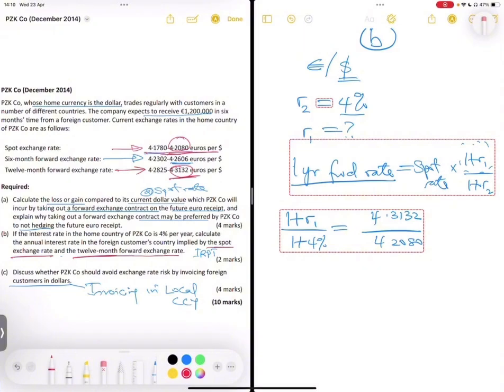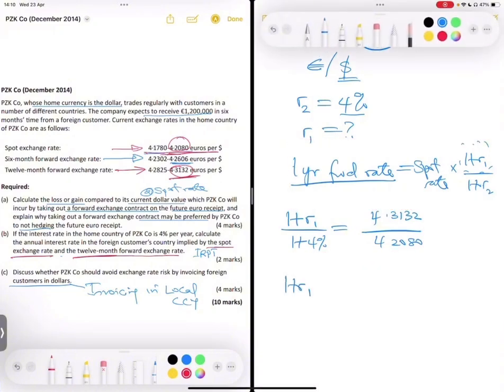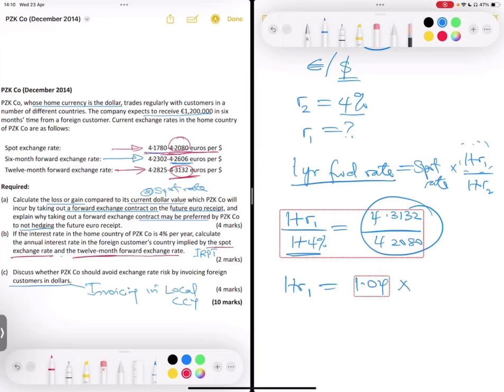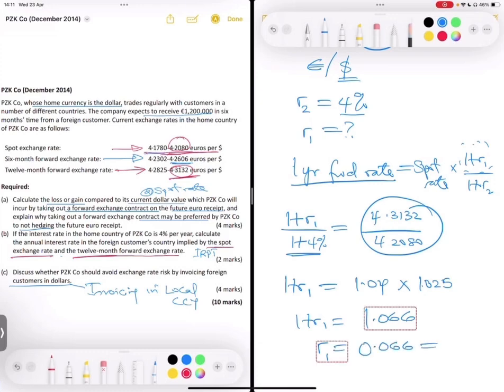Okay, so which means the 1 plus R1 that we are looking for is equal to this multiplied by the whole of this, and that is 1.04 multiplied by 4.3132 divided by 4.2080. That's 1.025. And that gives 1 plus R1 equal to 1.066. Then R1 is equal to 0.066, and that is the same as 6.6%. That is the interest rate that you expect in the foreign country, which is the currency one.